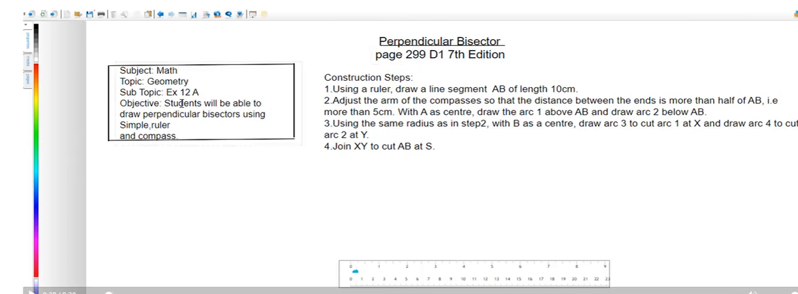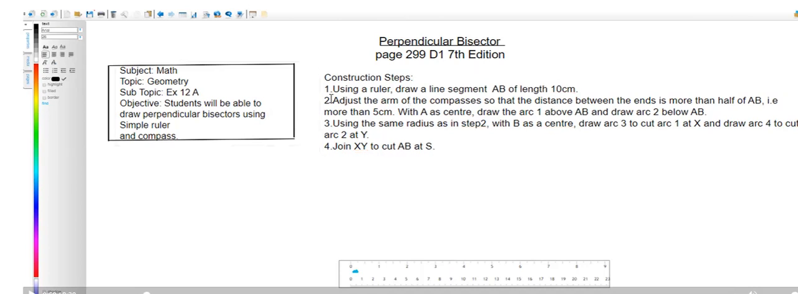Now this is our objective, students should be able to draw perpendicular bisectors using a simple ruler and compass. So this is an error. Simple is not a tool, so it should not be there. A ruler and a compass. Well, so now coming on toward the mathematical part, the technical stuff.